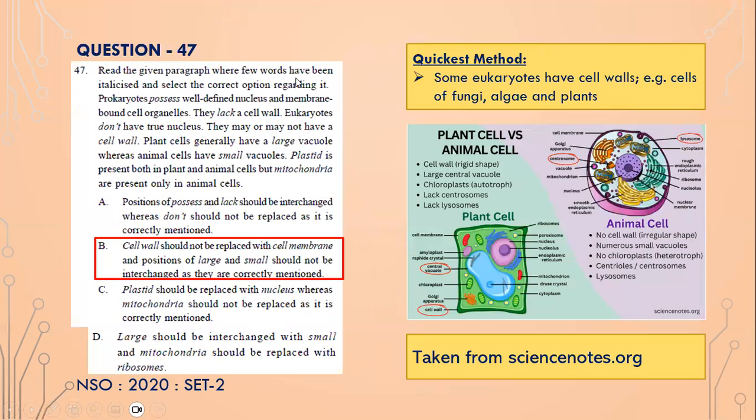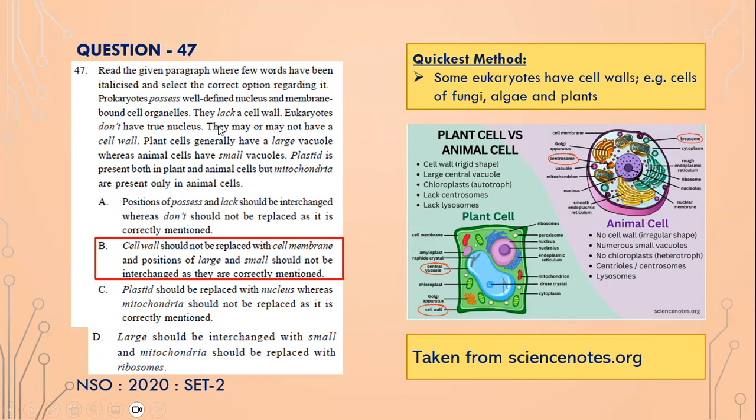Read the given paragraph where few words have been italicized and select the correct option. So prokaryotes possess well-defined nucleus and membrane-bound cell organisms, which is true. They lack cell wall. Again, it is true. Eukaryotes don't have true nucleus. They may or may not have a cell wall, which is also true. Plant cells generally have a large vacuole, whereas animal cells have small vacuoles, which is true. Plastid is present in both plant and animal cells, but mitochondria are present only in animal cells.